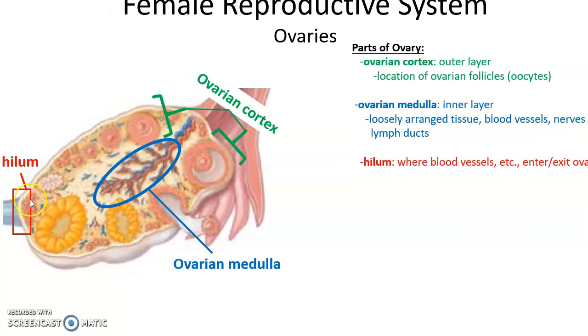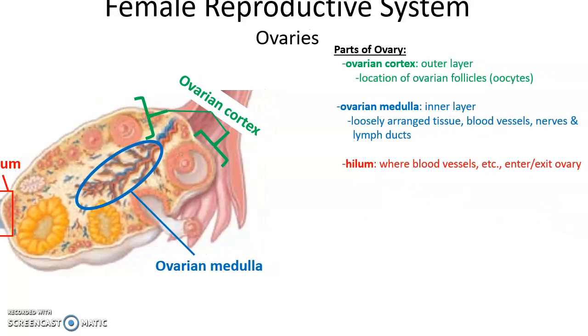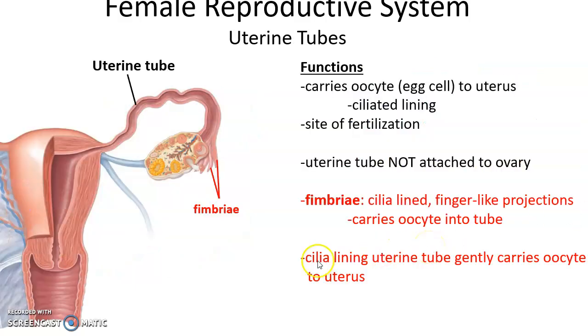And then, of course, there is the hilum. The hilum is the area where blood vessels, nerves, etc. enter and exit the ovary. Then we have the uterine tubes. Uterine tubes will carry the oocyte that's released during ovulation from the ovaries down to the uterus.